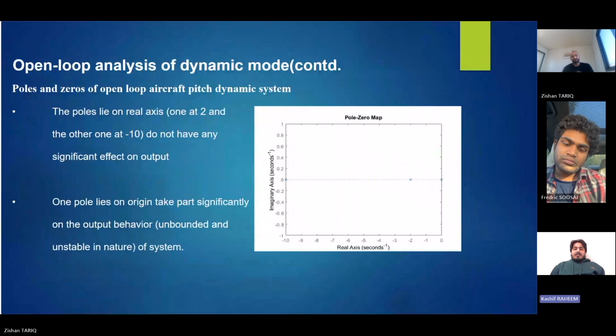Thank you, Dishan. So I will carry on with the open loop system. Here you can see the two poles. One is at 2 and the other is at -10. You can see that they do not have any significant effect on the output as they lie on the real axis. But there is one pole that lies at the origin that will affect the output, and it will be unbounded and unstable in nature.